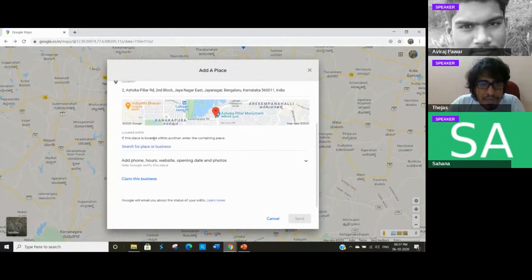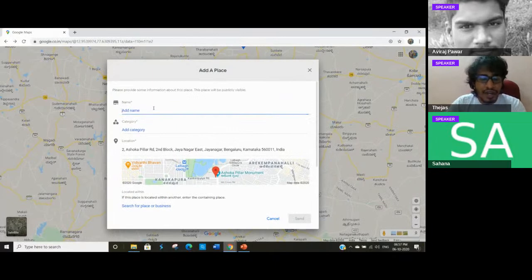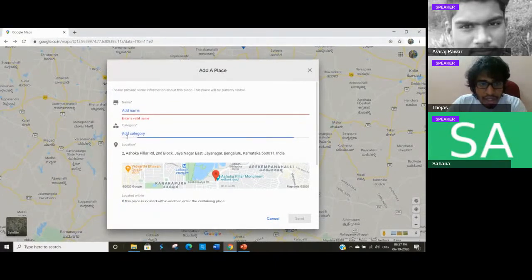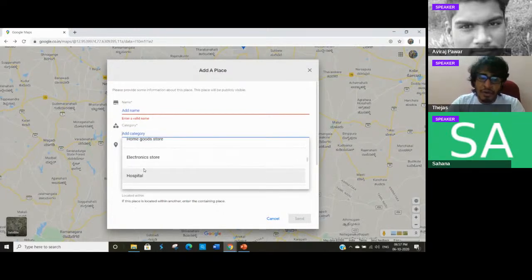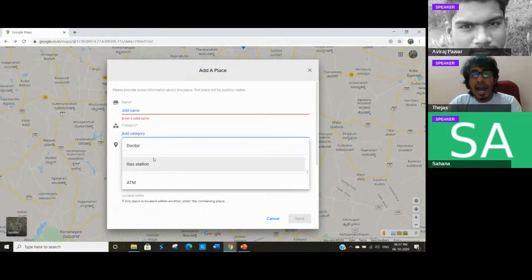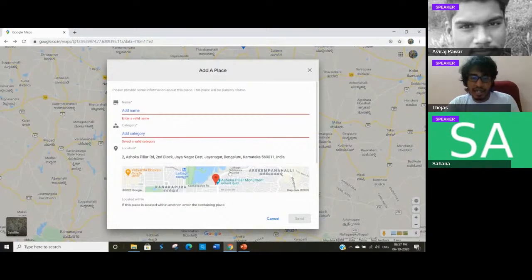Now I have to add a name for it and enter what kind of category it is, whether that's a landmark or a shopping mall or a lodging, restaurant, school, cafe. It gives you a list of predefined options there. If none of these fit your description, you can add your own category and say that it belongs to this particular category.